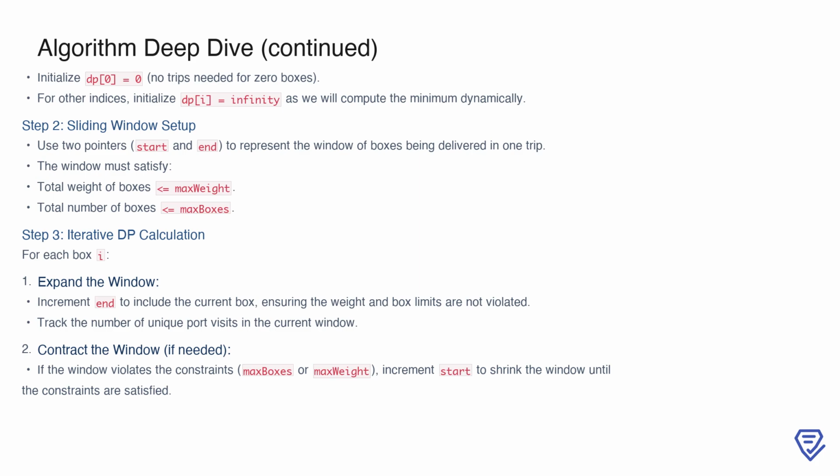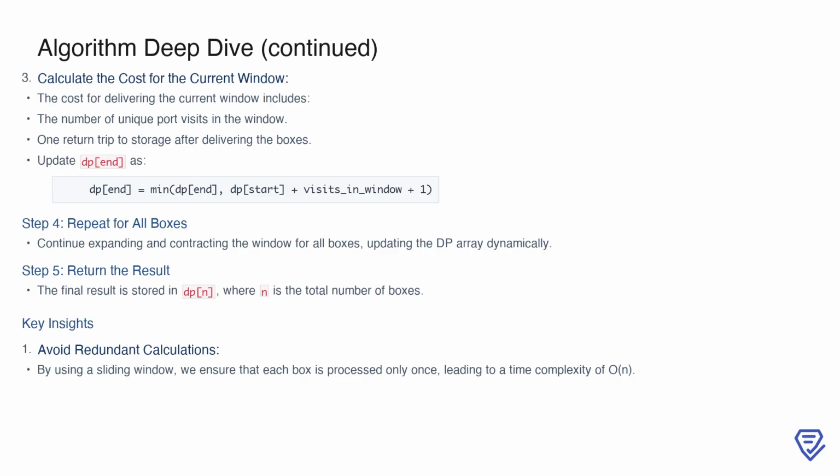If at any point the window violates the constraints, we contract it by incrementing the start pointer until the constraints are satisfied again. To calculate the cost for the current window of boxes, we consider two components: the number of unique port visits within the window and the mandatory return trip to storage after delivering the boxes. The total cost of delivering the boxes in the current window is the sum of these two values.